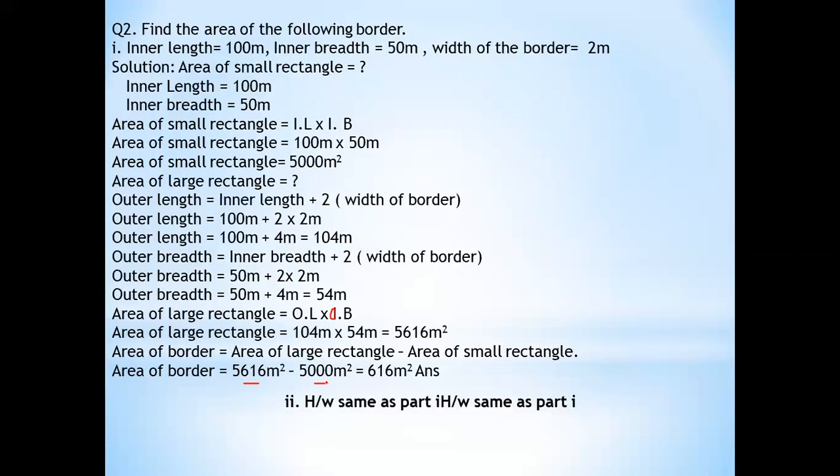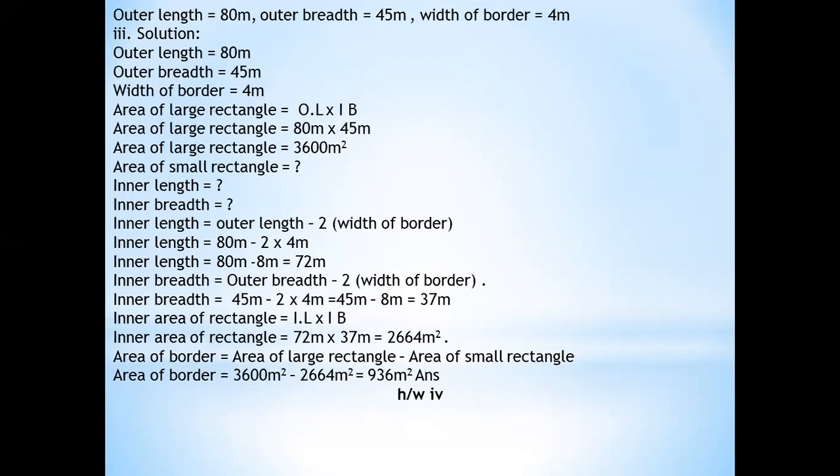Now by the same pattern, you have to find the area of the small rectangle immediately from the given information, and after that you have to find the outer length, outer breadth, and large rectangle, and after that the area of the border, which is equal to the area of the large rectangle minus the area of the small rectangle. Part number 2 is the same as part number 1 of question number 2. Now let us move to question number 2, part number 3.